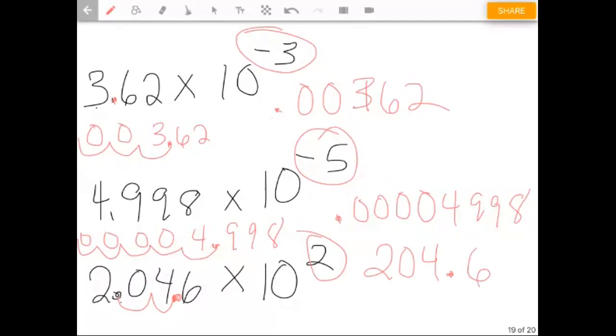All right, so that was a quick review of scientific notation. Hopefully that jogged some part of your brain that you'll remember learning that before, because it's always useful to know.